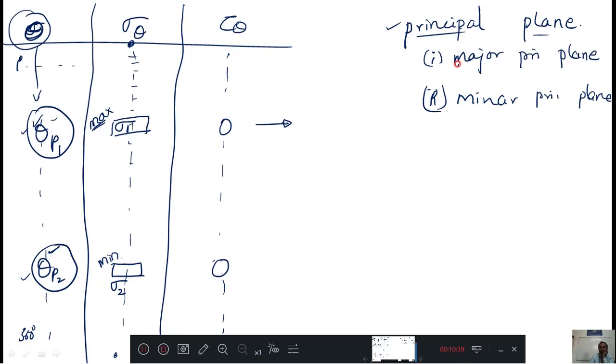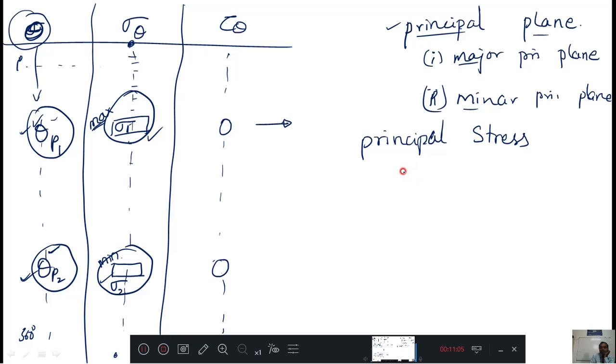Then why are they called major principal plane and minor principal plane? Because the major principal plane name is given where normal stress is maximum, and the minor principal plane name is given where the normal stress is minimum. And then these two normal stresses are called principal stresses. Principal stresses are again of two types. One is the major principal stress, and the second one is the minor principal stress.